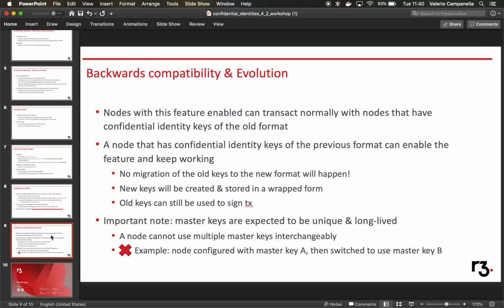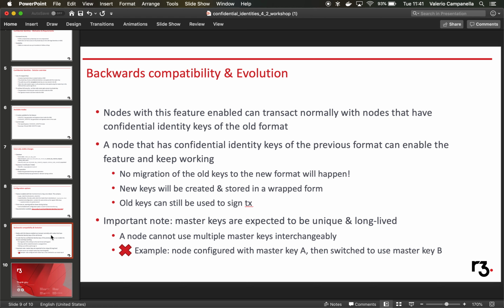Yeah, basically there shouldn't be any problem. So customers who currently use confidential identities should be able to transact normally with nodes that have enabled this new feature. What will practically happen is that the old keys will stay in the same format, and all the new keys will be generated by whoever is using this new feature in wrapped form or integrated wrapped form according to what mode they have selected. And yeah, the old keys can still be used to sign transactions, so no major change there.